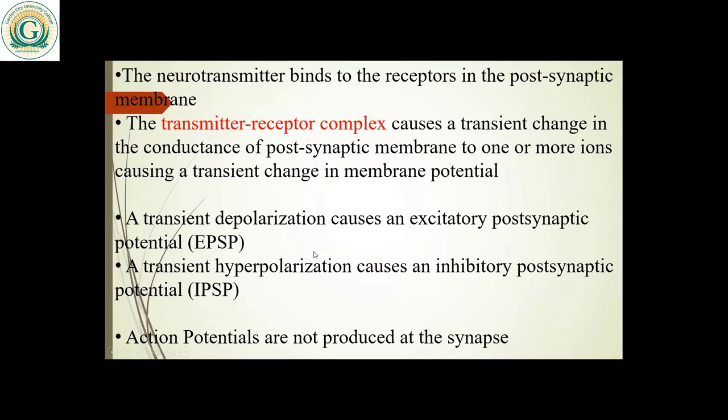So all these, I'm going to talk about in detail in action potential. Action potential is the main topic of how information or impulse is moved across the cell membrane. So in action potential, we look at depolarization, hyperpolarization. Okay. So we are saying action potentials are not produced at the synapse. However, action potential is produced at the axon instead.